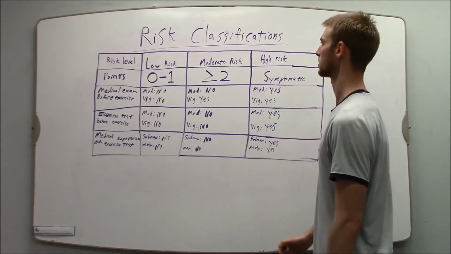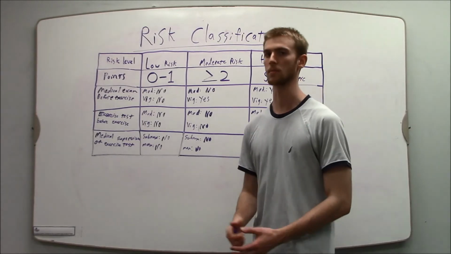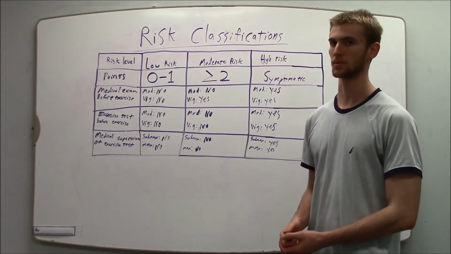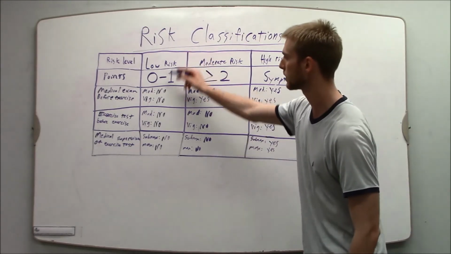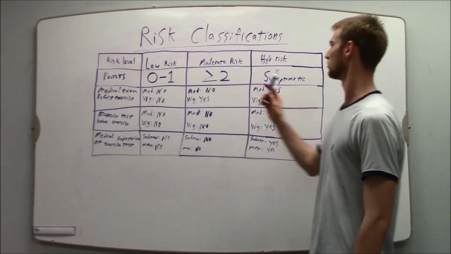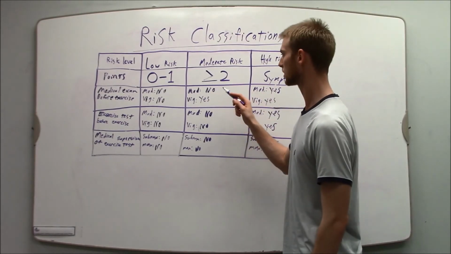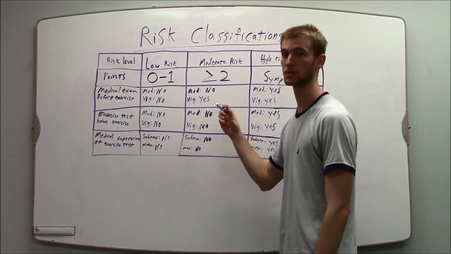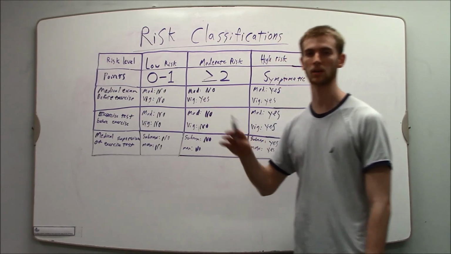So, to sum it up real quick, just so you can memorize it if you're taking the test or anything, it might look complicated at first, but of course, once you get it down, it's simple. Everything in low risk is no. Everything in high risk is yes. Moderate risk, the only thing that is yes is medical exam before exercise for vigorous exercise. Everything else is no, plain and simple.